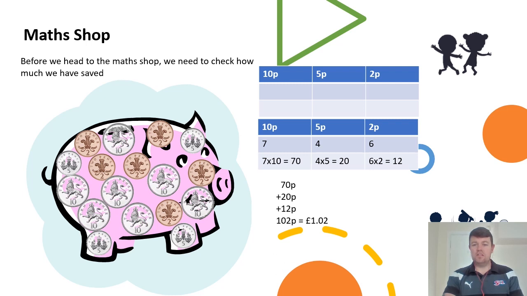So we take our 70p, we add our 20p, then we add our 12p, and that gave me 102p. Now, what do we notice? We have 100. So we know that is worth £1. So I take my pound away. I say, what am I left with? 2p. So my total value inside this piggy bank is £1, 2p.